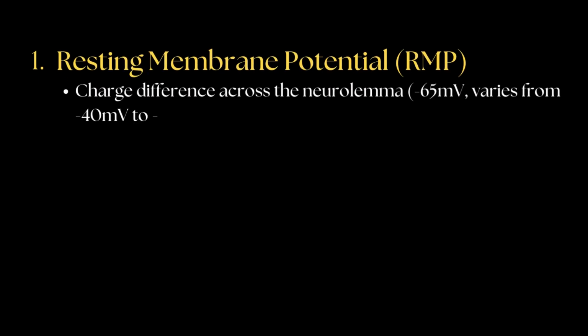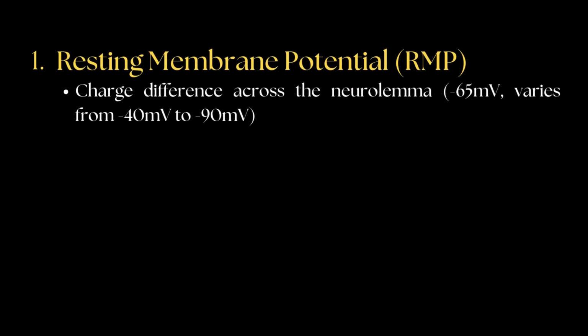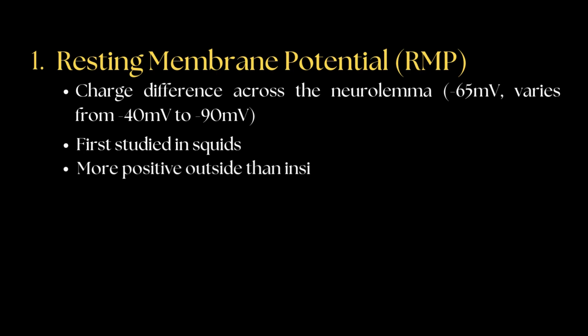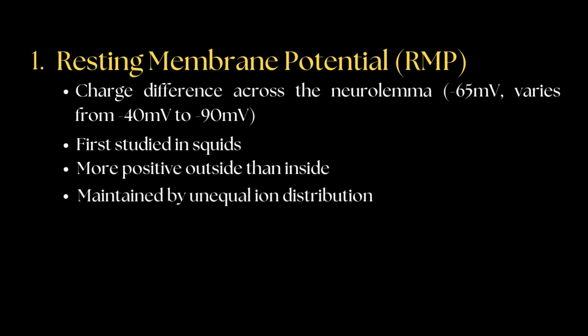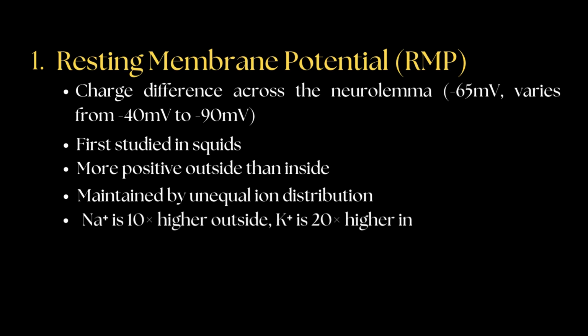Resting membrane potential refers to the charge difference between the inner and outer surfaces of a neuron at rest. An unstimulated neuron maintains a potential of approximately negative 65 millivolts, though this can vary between negative 40 millivolts and negative 90 millivolts. This concept was first studied in squids. In neurons, the outside is more positively charged compared to the inside due to the unequal distribution of ions across the neurolemma. Sodium concentration is 10 times higher outside, while potassium is 20 times higher inside.